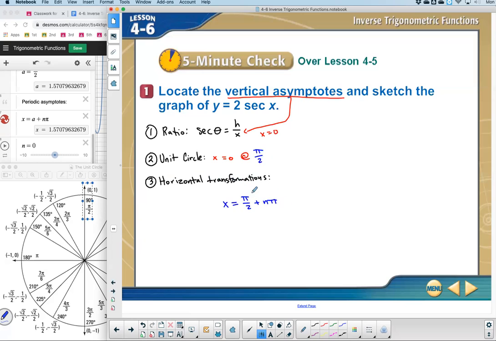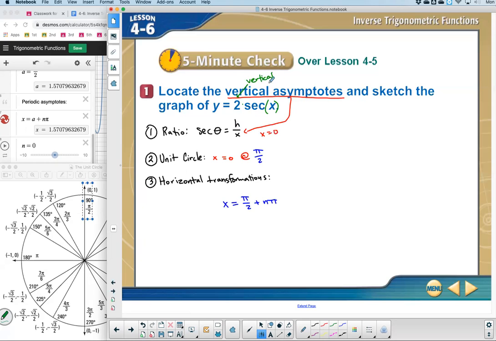So we started here. We started with the initial angle, and then we add in pi to find all the others. And on this particular problem, when I look up, I have no horizontal transformations, none. Now, this right here is a vertical. It's on the outside. It's multiplying times the secant there. You can see that's a vertical transformation.